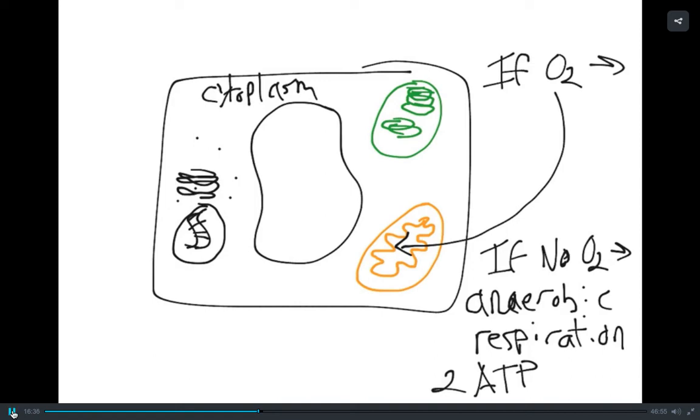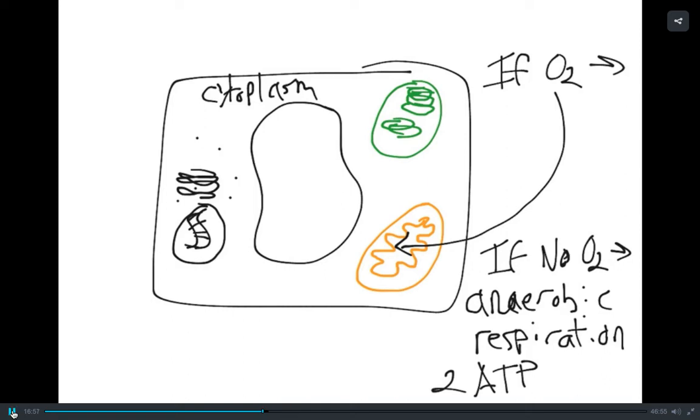The other downside is that there are byproducts that are produced in anaerobic respiration. In animals, it is lactic acid, right? And that's actually what's causing that burning sensation in your muscles. It's the buildup of lactic acid.